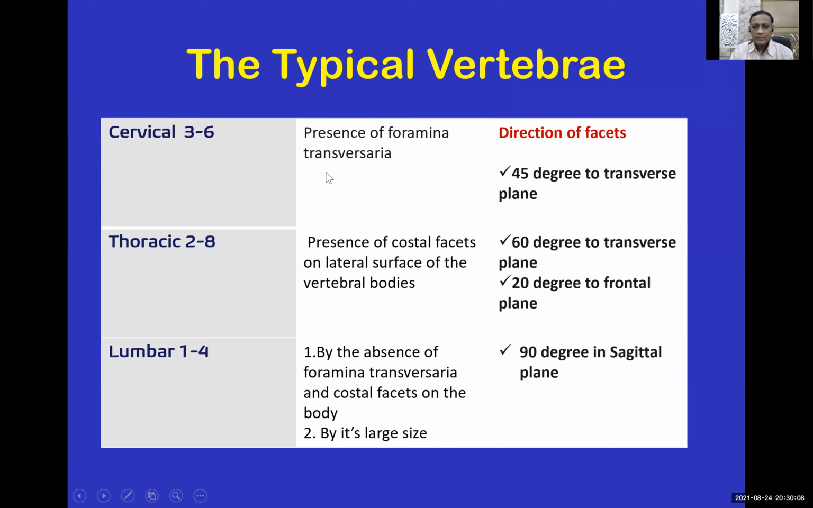In the cervical spine, there is a presence of foramen in the transverse process. And what is the direction of the facets? It is 45 degrees to the transverse plane. In the thoracic spine, there are costal facets on the lateral sides of the vertebral body as well as on the transverse process, for the ribs. And what is the direction of the facet? 60 degrees to the transverse plane and 20 degrees to the frontal plane. In lumbar vertebrae, basically it is a large vertebra, but there is no foramen in the transverse process, and there are no costal facets also. And what is the direction of the facet? It is 90 degrees in the sagittal plane.